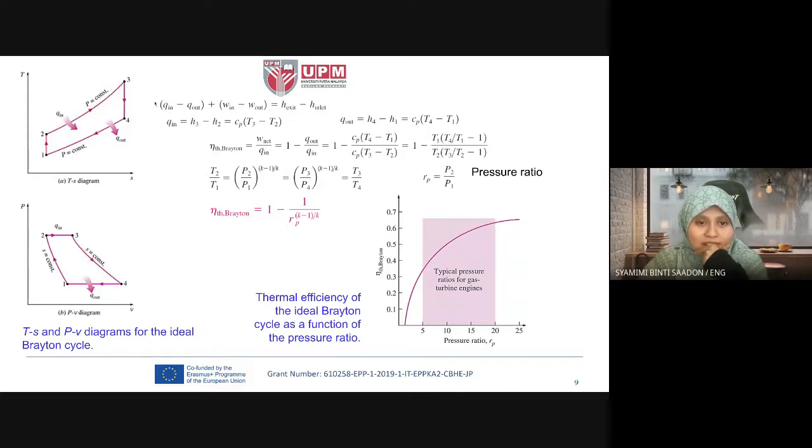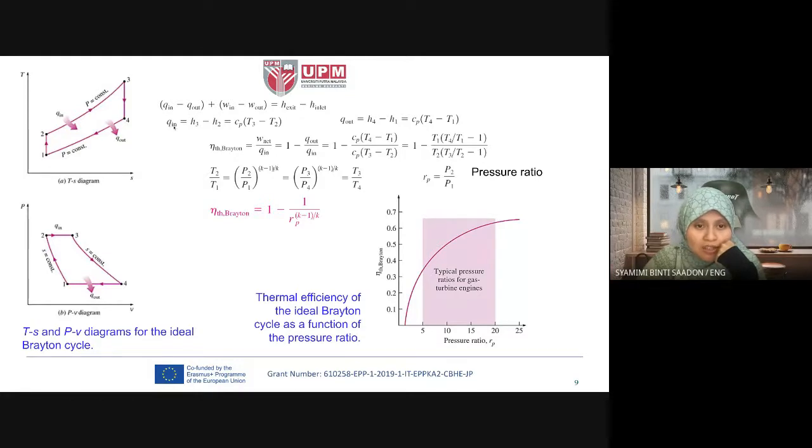So this is the first law of thermodynamics, the energy balance. For the energy balance for the Brayton cycle, you have Q in, Q out, and W in for the compressor, W out at the turbine. All of this equals the energy transfer by mass, which is the enthalpy, H exit minus H inlet.